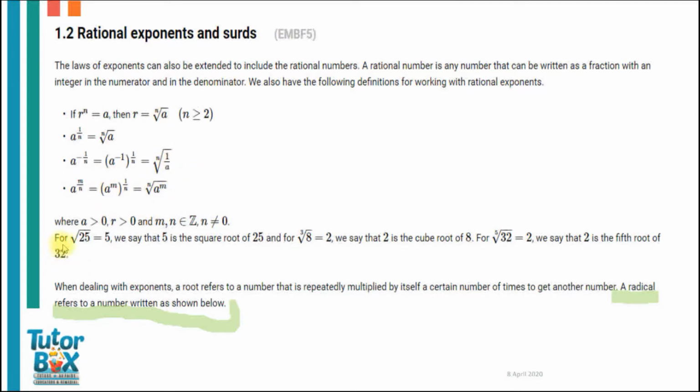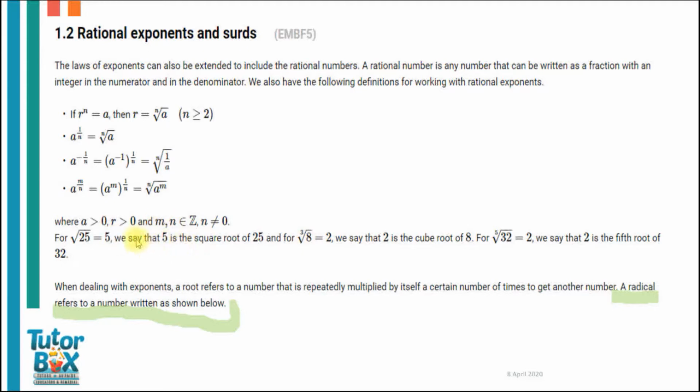So for the square root of 25, we get the answer 5, right? So we say that 5 is the square root of 25, right? And for the cube root of 8, we get 2, right? So we say that 2 is the cube root of 8, okay? And then you can also check it. If they say the cube root of 8 is 2, you can check it by saying 2 times 2 times 2, 2 raised to the power of 3 should give you 8. So you can check it like that.